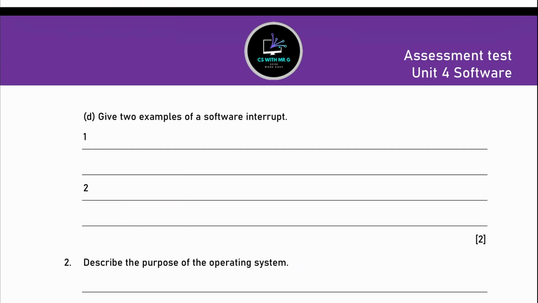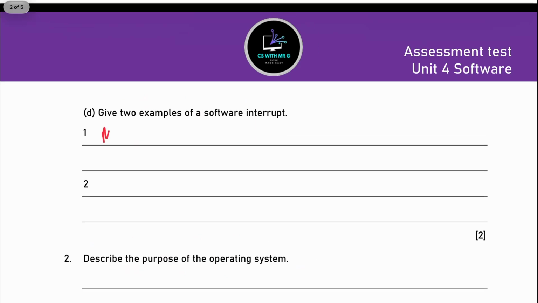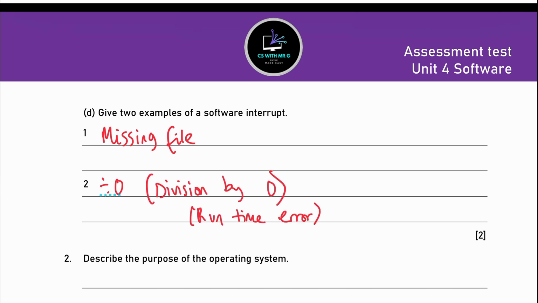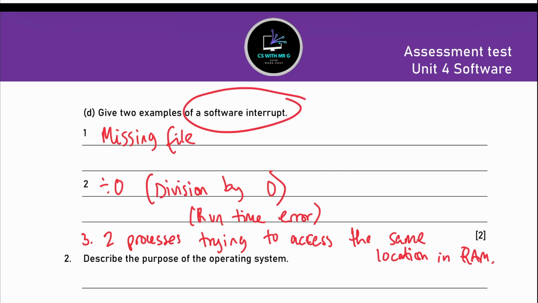And question 1D actually talks about the software interrupt. So we can mention a missing file. We could mention a division by 0. This is very common in the paper 2 exam, as this is what we call a run time error and would cause a program to crash. And you could also mention 2 processes trying to access the same location in RAM. So again, these are software interrupts and would cause the CPU to stop what it's doing and for these to be serviced.